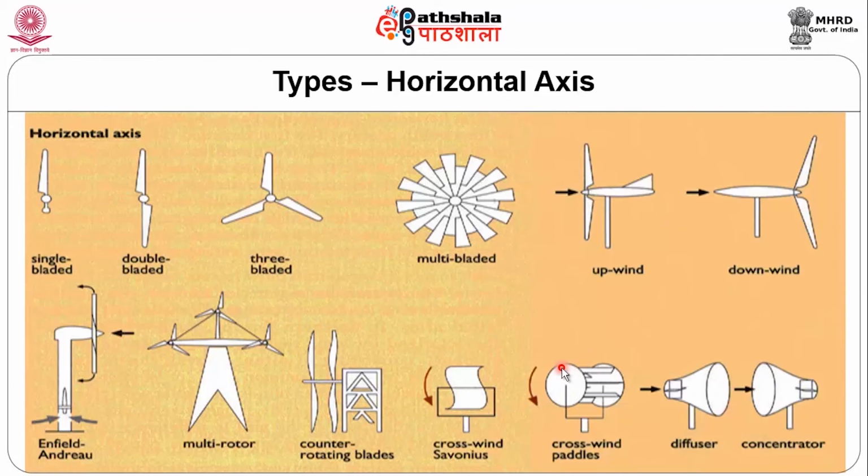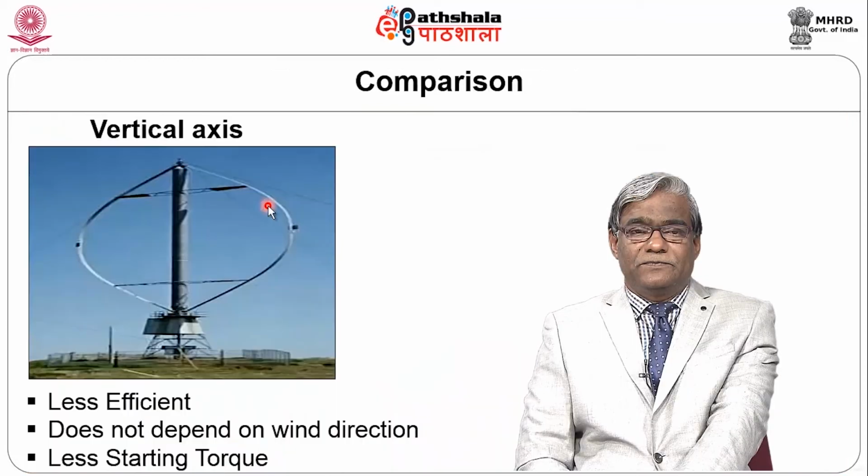And here are the various types of horizontal axis wind turbine blades: single blade, double blade, 3 blade, and multi blade, and upwind and downwind. Various designs were developed, and among all these designs, the 3 blade type is the best. It is the optimized one, and nowadays it is accepted. All over the world, the 3 blade horizontal axis turbine is being installed for electricity generation.